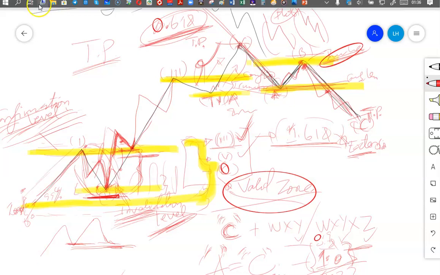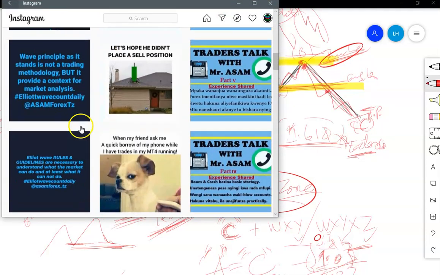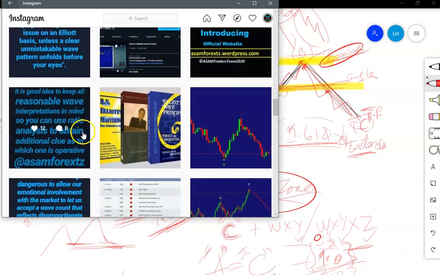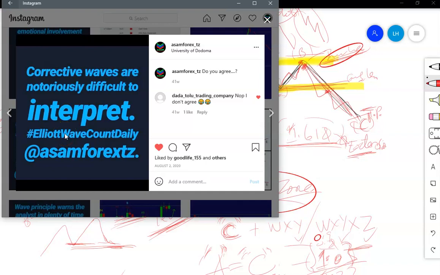So now, checking on one of the quotes, I can call them quotes, but those are contents from Elliott Wave: Key to Market Behavior. Corrective waves are notoriously difficult to interpret.